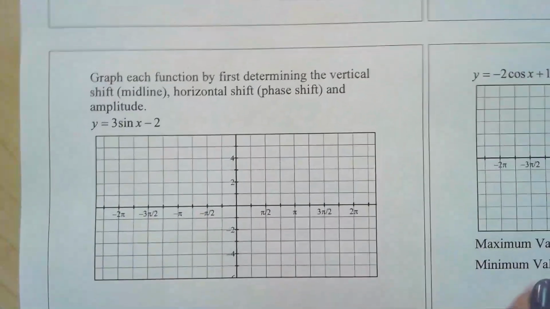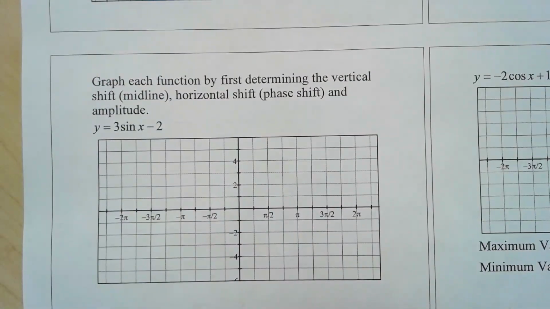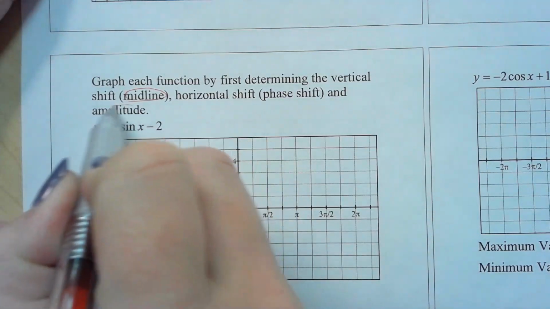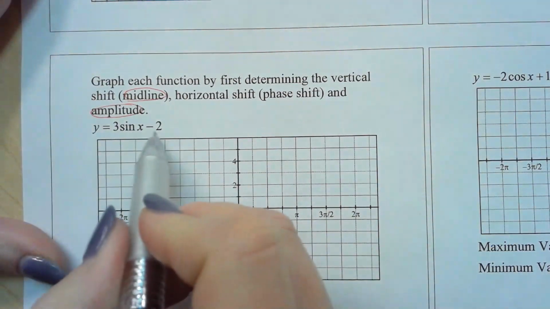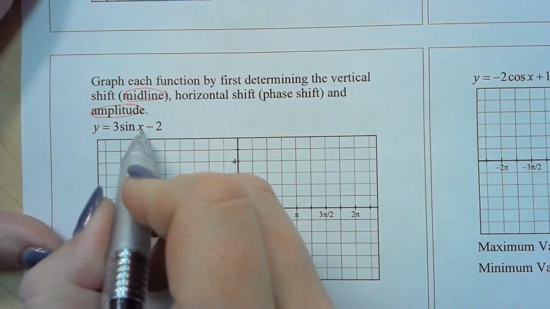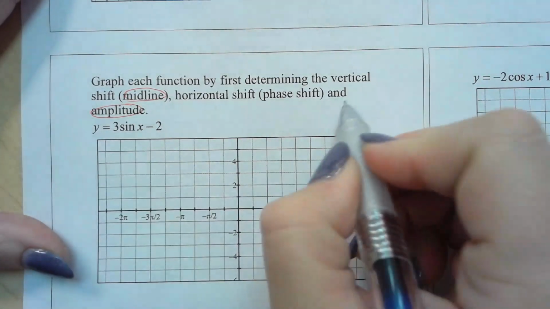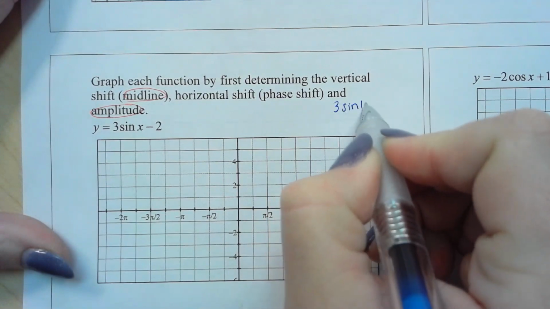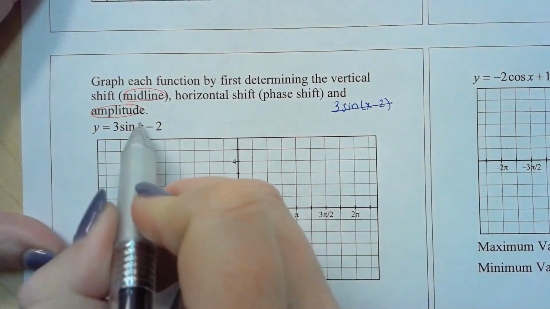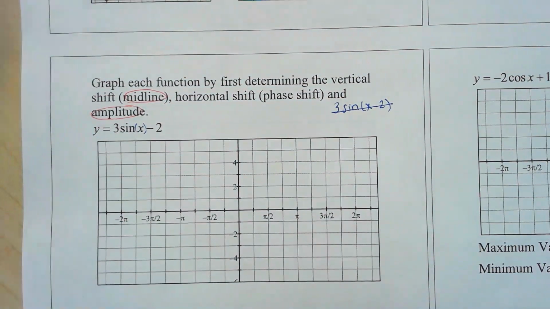We're just going to graph some functions by first determining where that midline is going to sit, if we have a horizontal shift, and then our amplitude. Now, I'm going to do these two first. I'm always going to start with the midline and the amplitude. So when I look at this equation, it says 3 sine of x minus 2. It does not say x minus 2 inside, right? There's nothing inside with that x, so we're going to be careful with that.